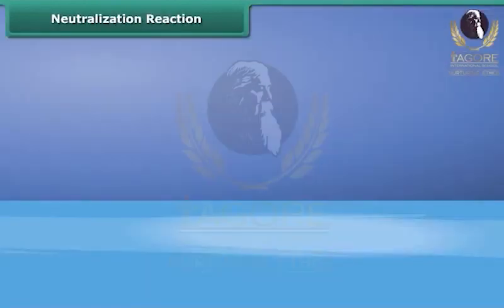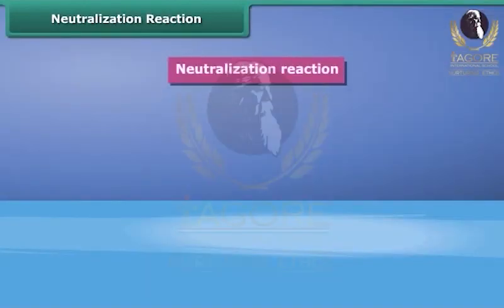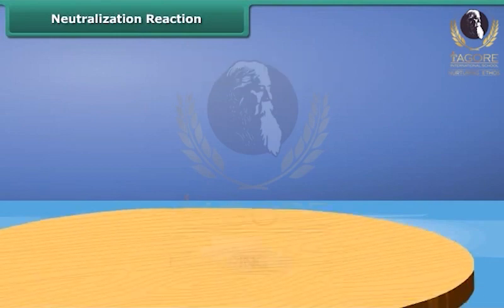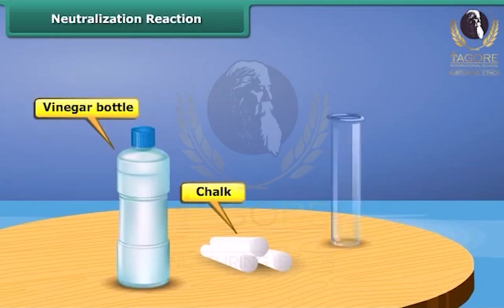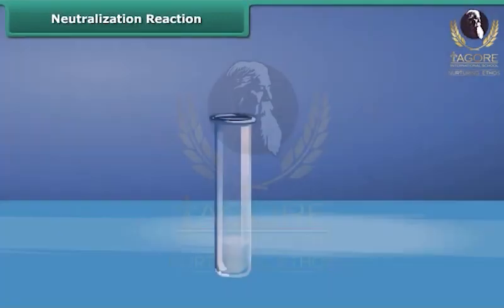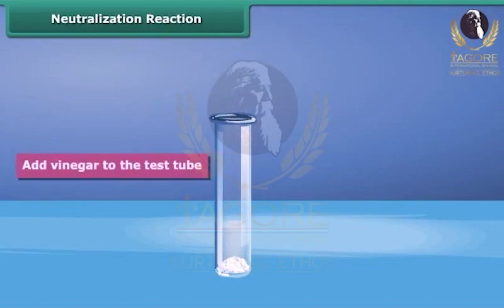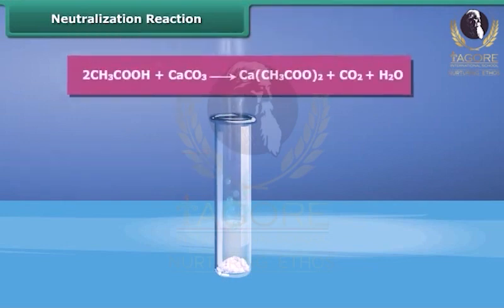Let us do an activity to understand the neutralization reaction. Materials needed are a piece of chalk, vinegar, and a test tube. Drop some crushed chalk in the test tube. Add vinegar to the test tube. Watch what happens. The chalk reacts with the vinegar. As the chalk reacts, bubbles of carbon dioxide come out.